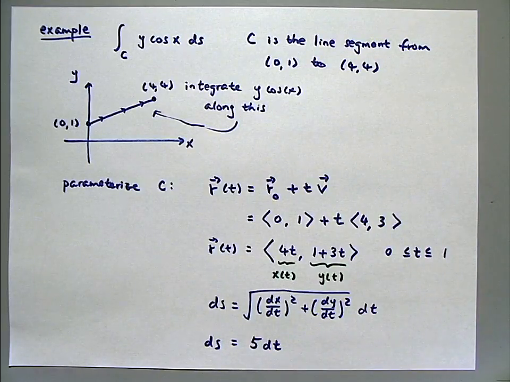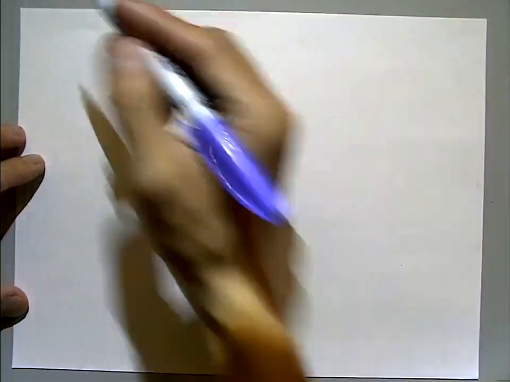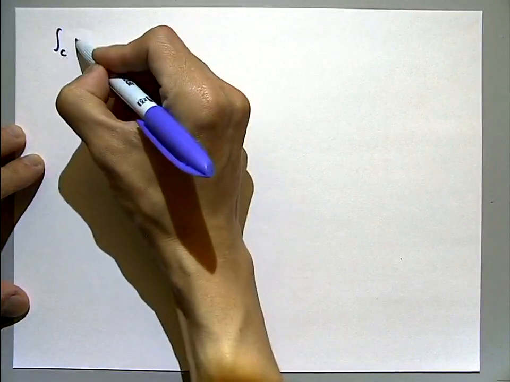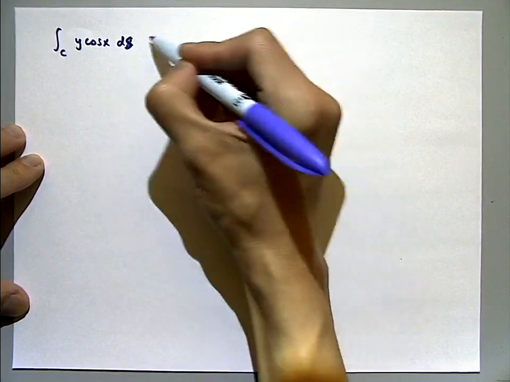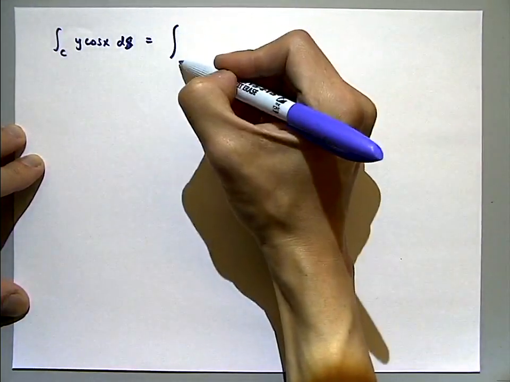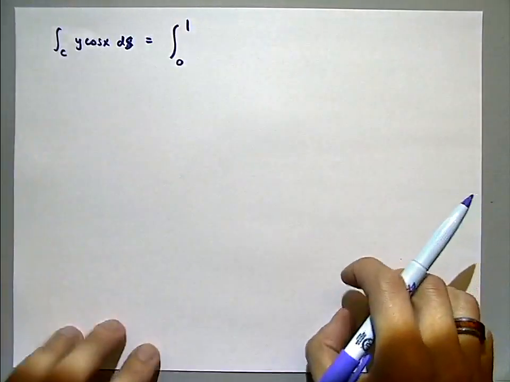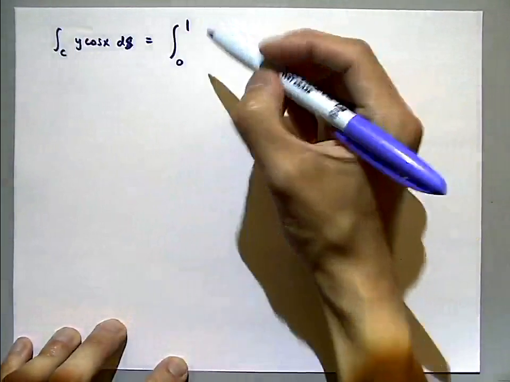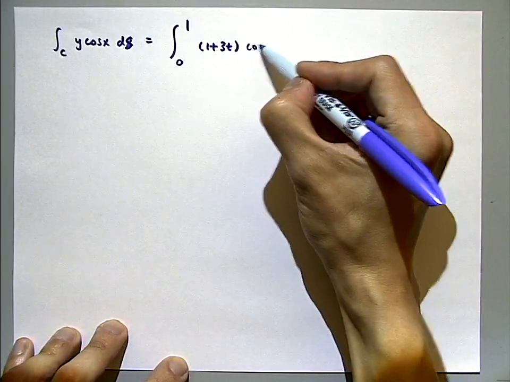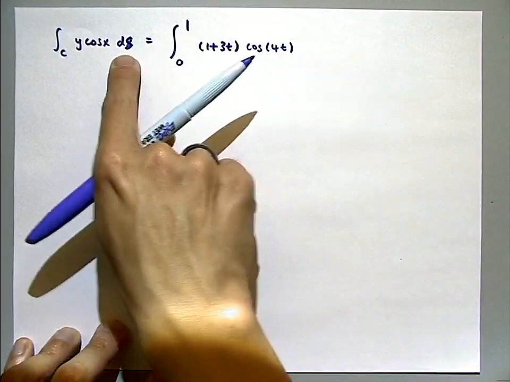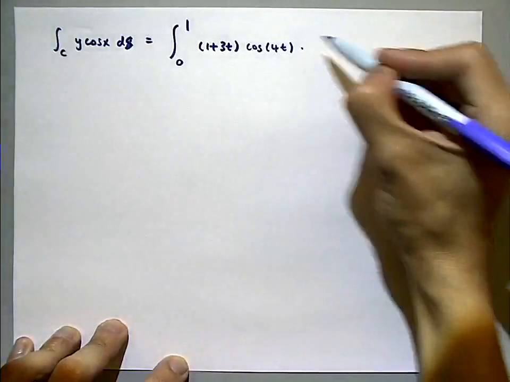That thing has to be positive. Okay, so far so good? All right, now we can rewrite our integral. So the line integral we started with now becomes an integral from 0 to 1. y becomes 1 plus 3t, cosine of x, which is 4t, ds which is 5 dt.